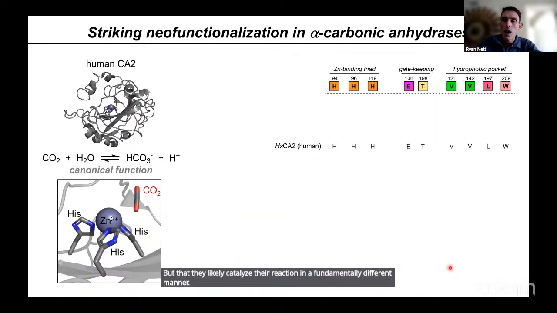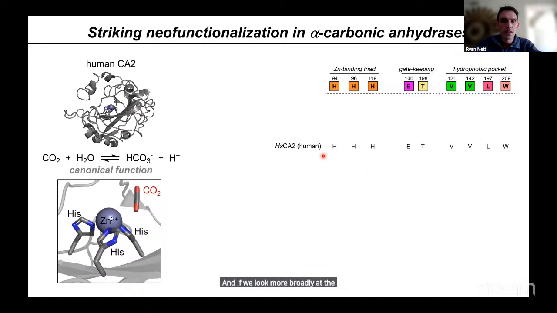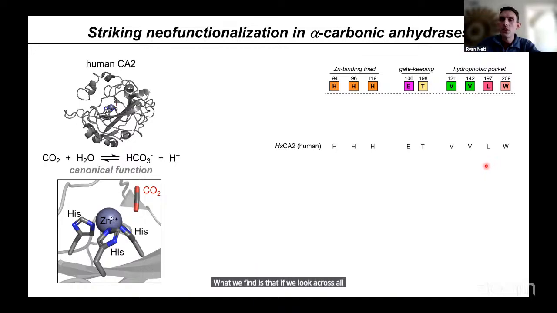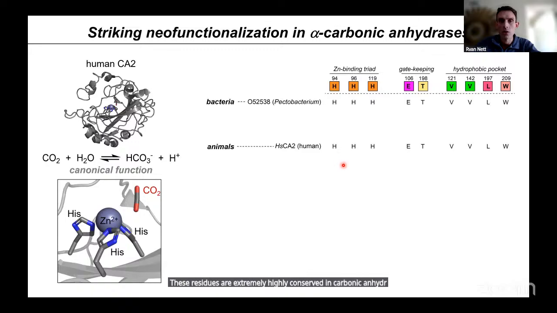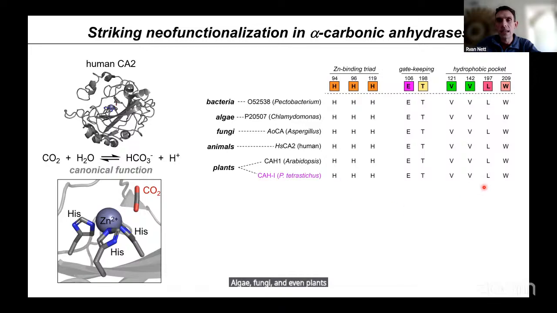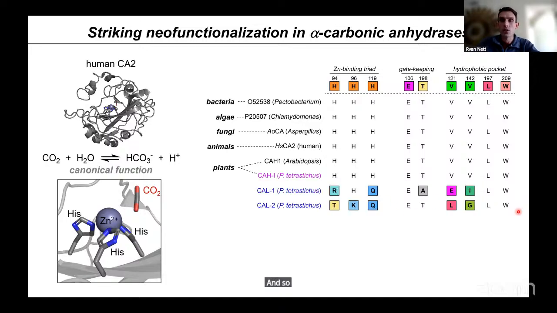And if we look more broadly at the active site residues present in the canonical active sites, we have this zinc-binding histidine triad, as well as these other active site residues. What we find is that if we look across all kingdoms of life, these residues are extremely highly conserved in carbonic anhydrases. So this includes animals, bacteria, algae, fungi, and even plants. We don't really see any changes to these residues in the canonical enzymes. And so it was really striking to us to see that these changes occurred in our CAL proteins.